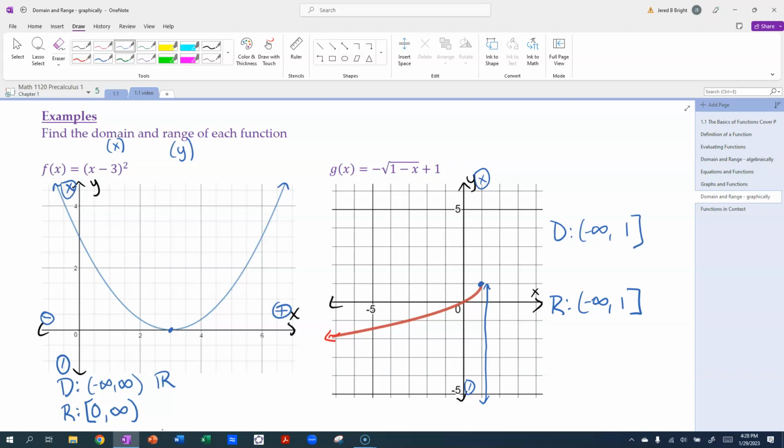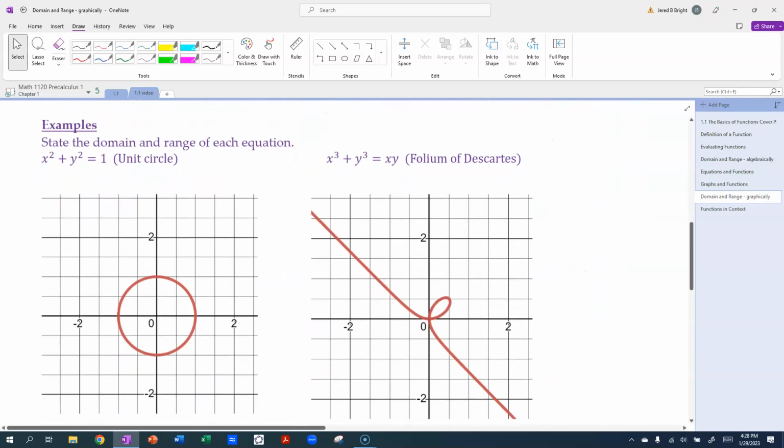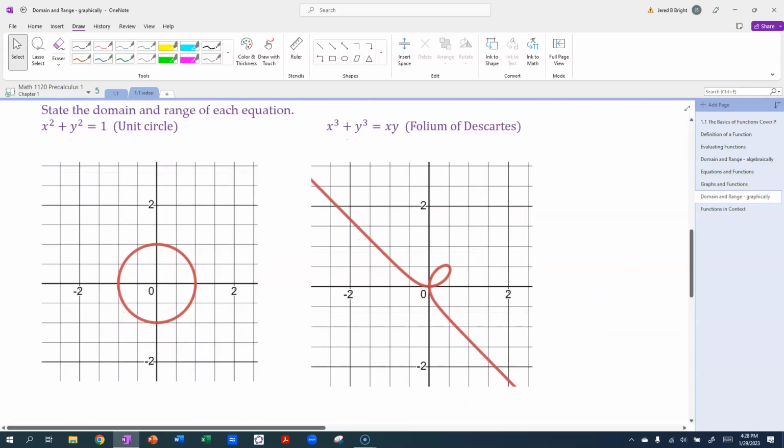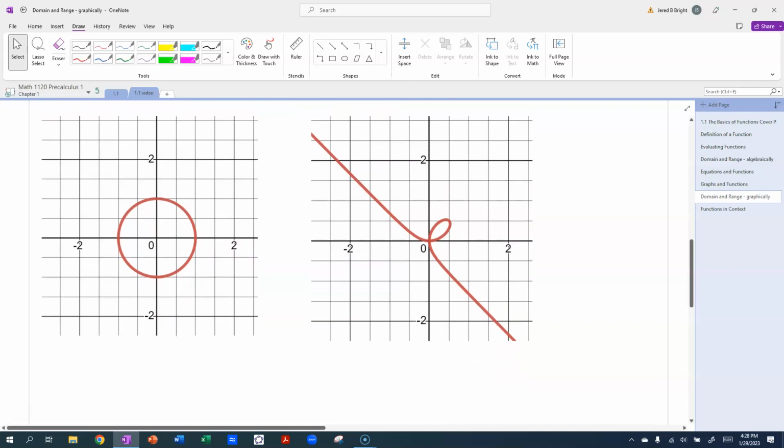So domain and range of a function can be found. It's going to take some practice identifying these. We don't necessarily have to have a function to find the domain and range though, right? We talked about domain and range for a relation. So if we're given any graph of an equation, we can find the domain and range. So domain, range. Domain is a set of all possible x values, right?